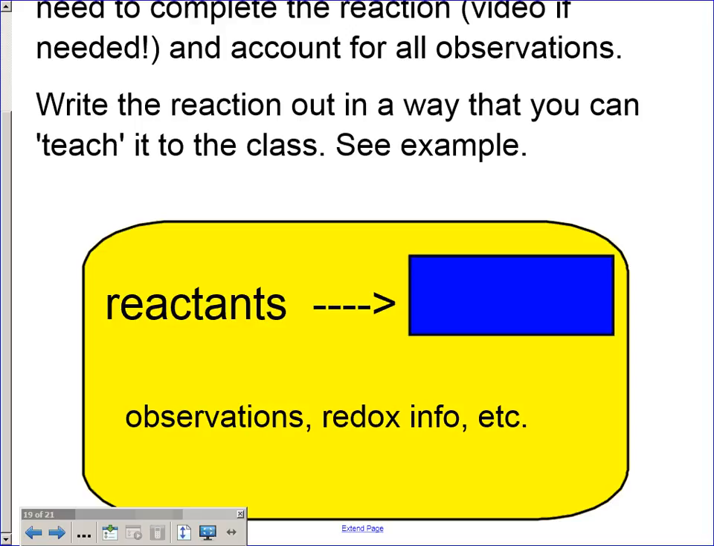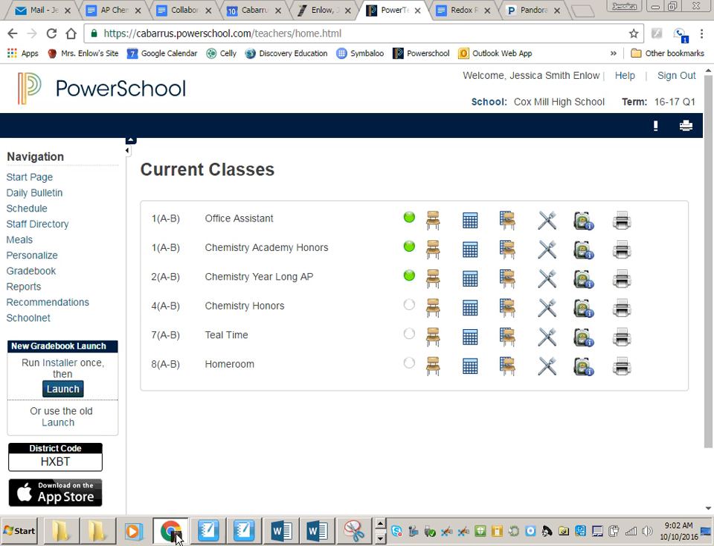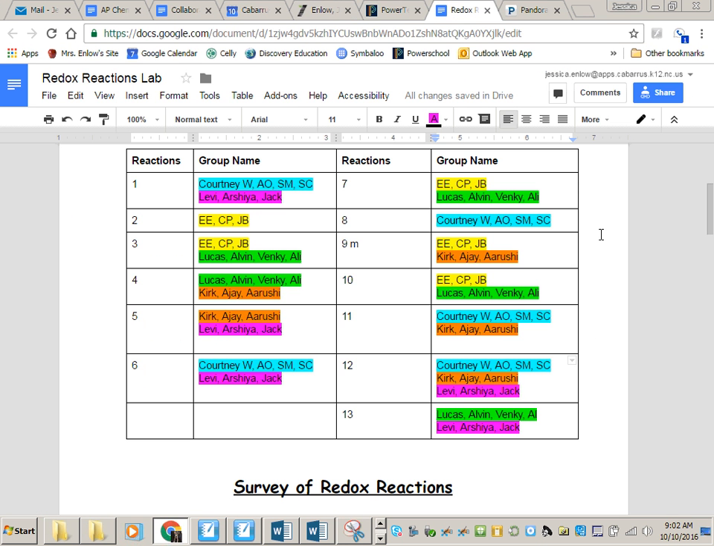Most of these reactions are redundant, meaning more than one group's doing it, which you guys can see here. So basically what I would do is I would say, okay, Courtney's group and Levi's group are both doing number 6. Let's make sure we have some common predicted products and we balance this the same way.